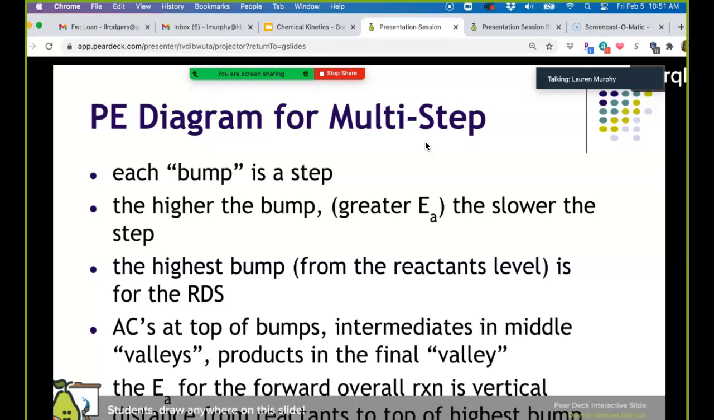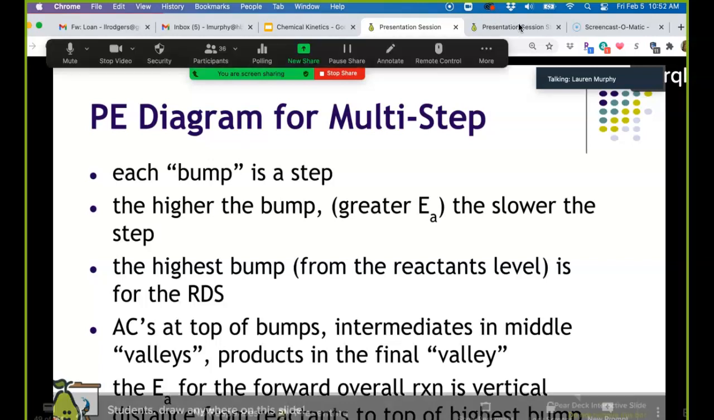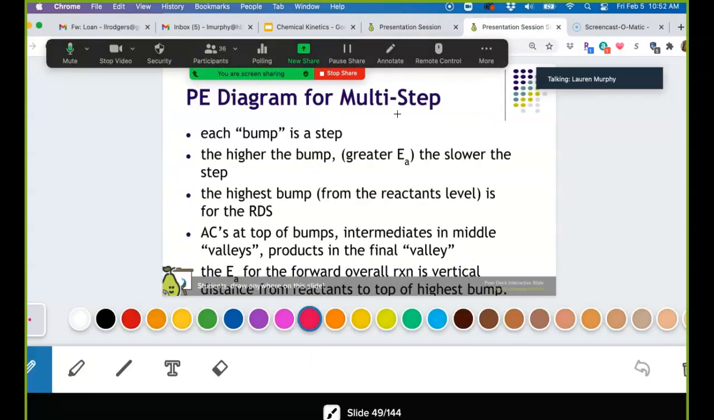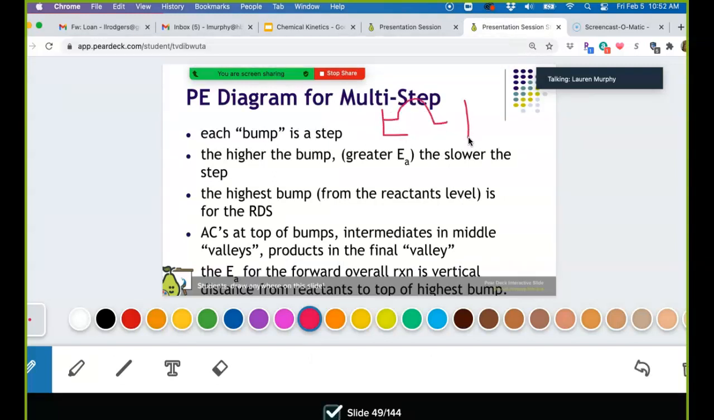So potential energy diagrams we've already done before, but we've only done them as one step. In this class so far, when we've done potential energy diagrams, they look like this or like this, right? And it's just one big hill you have to get over. When it's just one hill, it's assumed to be a one-step problem. And the thing is, most reactions aren't actually one step. So now we're going to look at a potential energy diagram that shows a reaction that has more than one step.